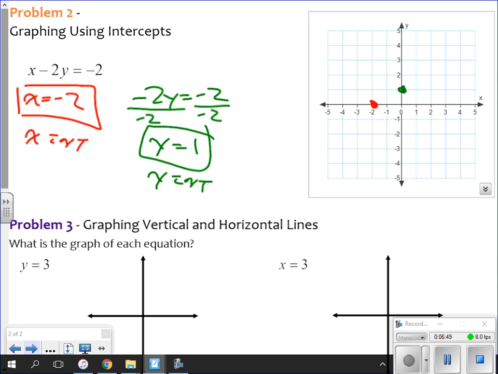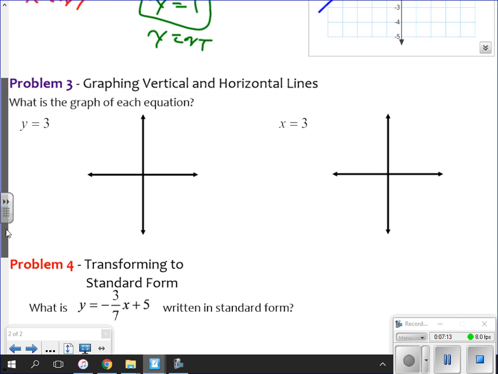I like graphing from standard form. Cover up the x, solve for y. Cover up the y, solve for x. Take those two numbers, plot them, and then what do you do? You draw your line through them. Questions? Okay.